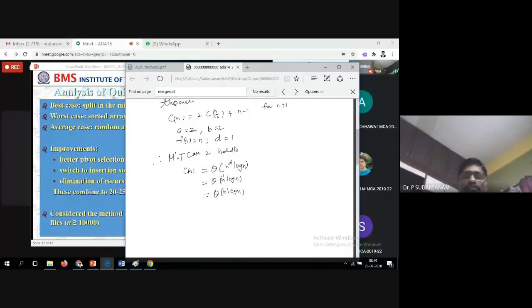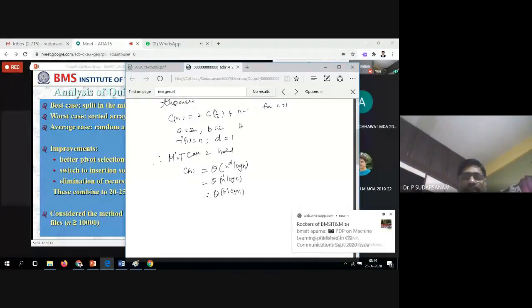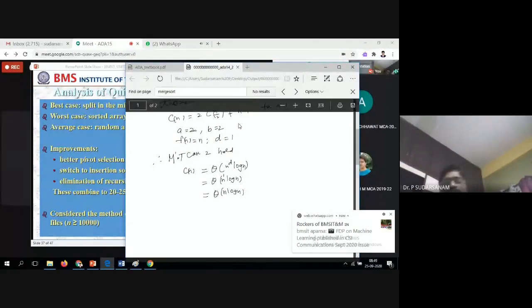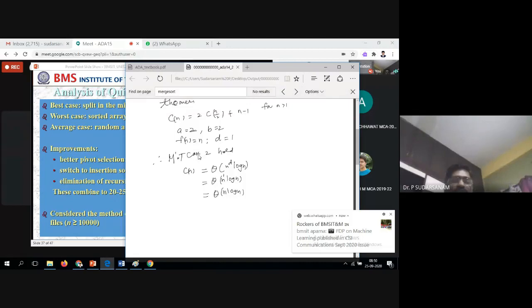So C of n is equal to 2 into C of n by 2 plus n minus 1. Same condition, only how to write it. A is equal to 2, B is equal to 2, f of n is equal to n, d is equal to 1. So this case holds case 2 of the master theorem, n power d. So that is theta of n power 1 log n, that is theta of n log n.